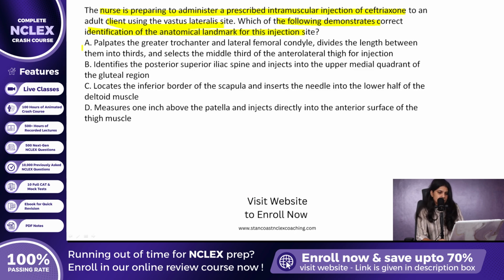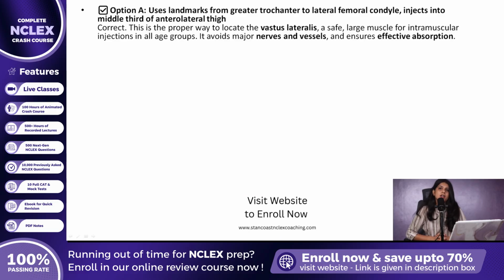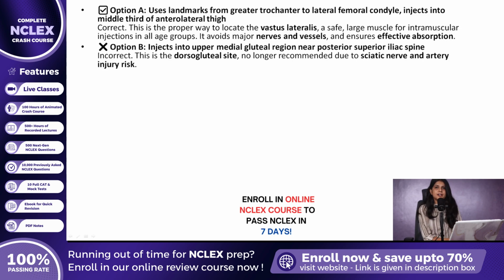The correct answer is option A. Palpates the greater trochanter and lateral femoral condyle, divides the length between them into thirds, and selects the middle third of the anterolateral thigh for injection. This method accurately locates the vastus lateralis muscle, which is located on the lateral aspect of the thigh. It is well developed, easily accessible, and considered one of the safest sites for intramuscular injections, especially because it avoids major nerves and vessels. Option B is incorrect because it refers to the dorsogluteal site, which is outdated and carries a high risk of sciatic nerve injury.